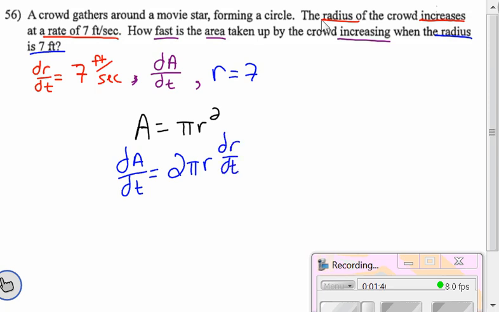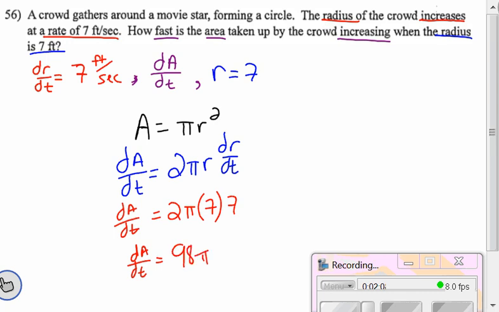Okay? The next thing is to plug in everything that we know. We don't know dA/dt, but we do know the radius is 7, and dr/dt is also 7. And dA/dt we will find by calculating. So if you do your math, you get, let's see, 49 times 2 is 98 pi. The units would be feet squared per second, because it's an area, so it's squared.